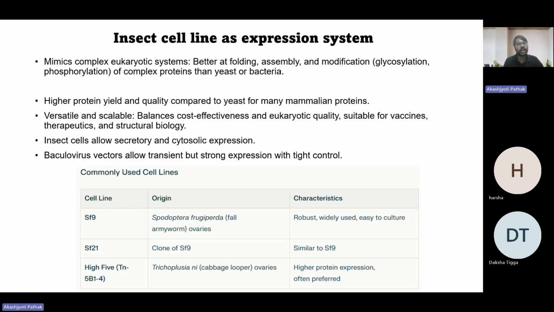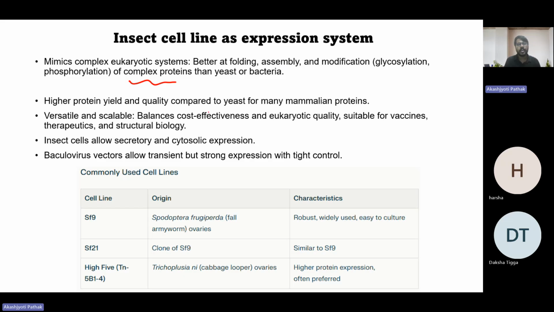Such modifications you will only get when you are expressing the protein in either an insect cell line or a mammalian cell line. Insect cell lines better mimic your complex eukaryotic system. So if you want to express any complex type of protein, as I was giving the example of antibody, then you can go for an insect cell line.